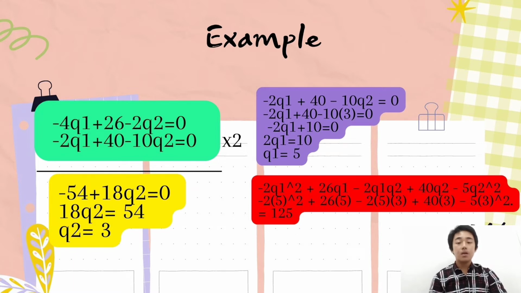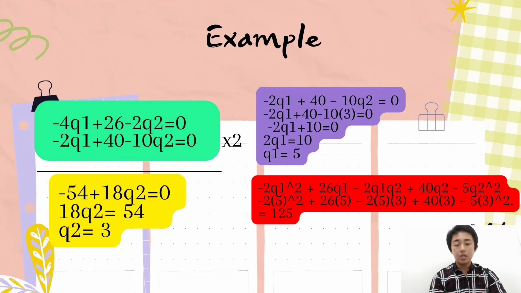To find Q1, we could use the functions that we have made, and we input the 3 for Q2. With both functions, we could choose whether the first or the second function. I'm going for the second function. So negative 2Q1 plus 40 minus 10Q2 equals 0 becomes negative 2Q1 plus 40 minus 10 times 3 equals 0. And we get negative 2Q1 plus 10 equals 0, and it becomes 2Q1 equals 10, and we get the value of Q1, that is 5.